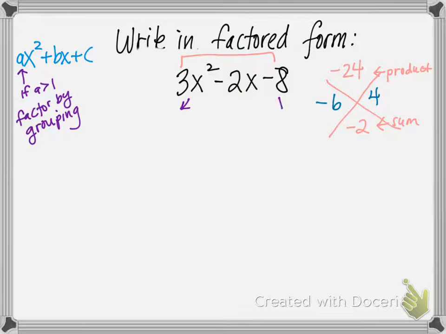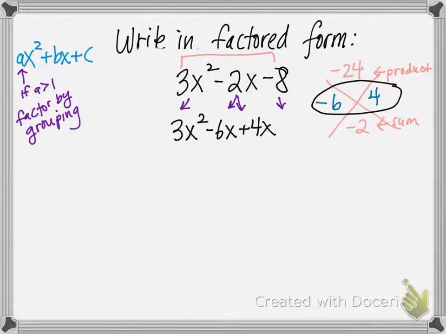The front and the back numbers stay the same, but the middle number gets broken up. So it starts out 3x squared, and instead of negative 2 x's, we're going to use our two new factors that combine to be negative 2. So negative 6x and then positive 4x. That recombines as negative 2x's. And it didn't matter if you wrote the 4 first or the negative 6. And the back number stays the same.